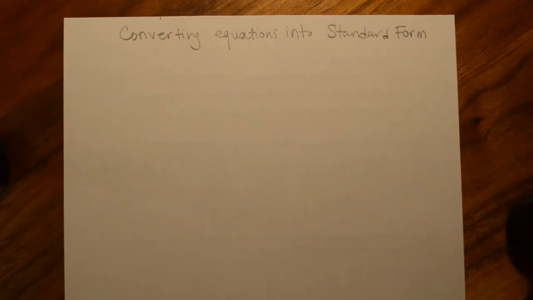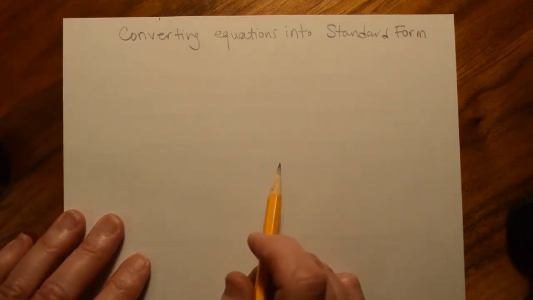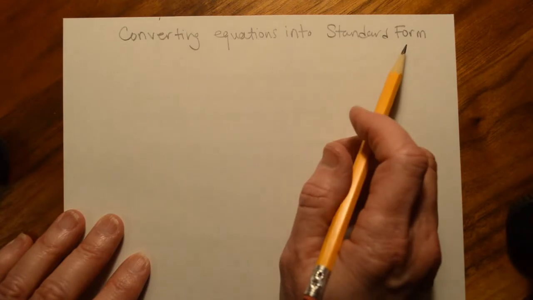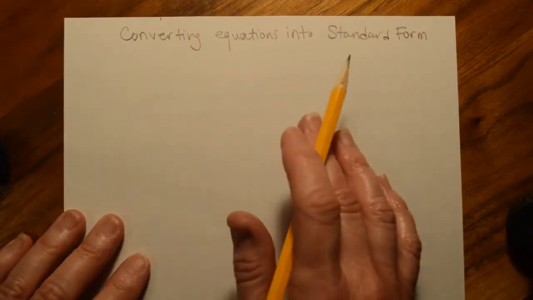Welcome back, guys. We've spent the last couple of videos talking about different forms of a line and graphing lines, but really what I would like us to do for the next couple of videos is talk about writing the equation of a line. So we're given information about the line and we have to write the equation. But in order to do that, one of the things that's really important for us to do is be able to switch our equations into standard form.